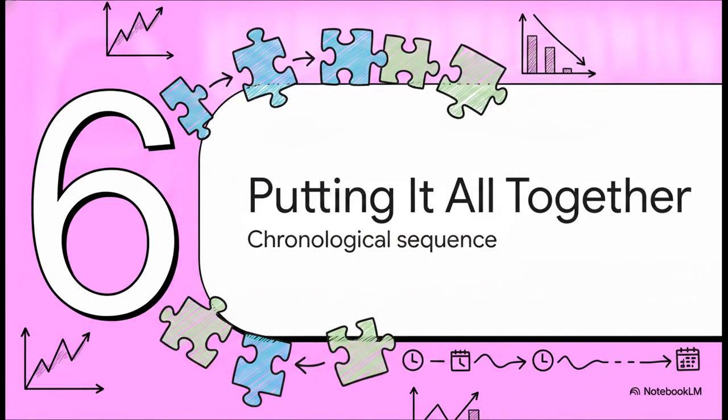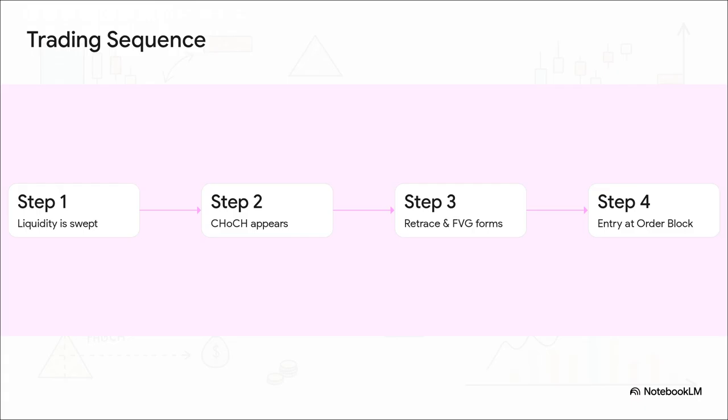Okay, bringing it home with Section 6, putting it all together. Let's walk through the chronological sequence. All right, here is the exact playbook in action. Step 1. Liquidity must be swept first. The fuel has to be consumed, institutions trigger those stop losses, and volume increases. Step 2. Only after the sweep, we look for a CHoCH to appear, showing the structure is shifting.